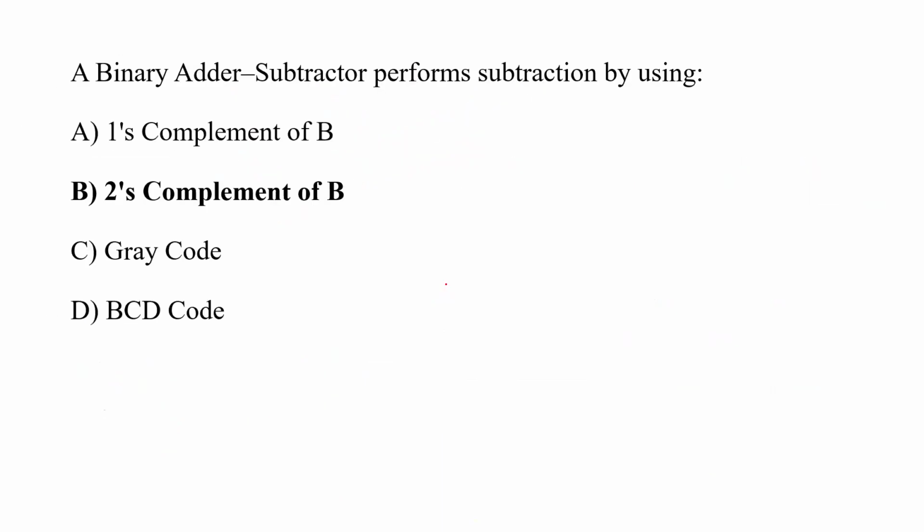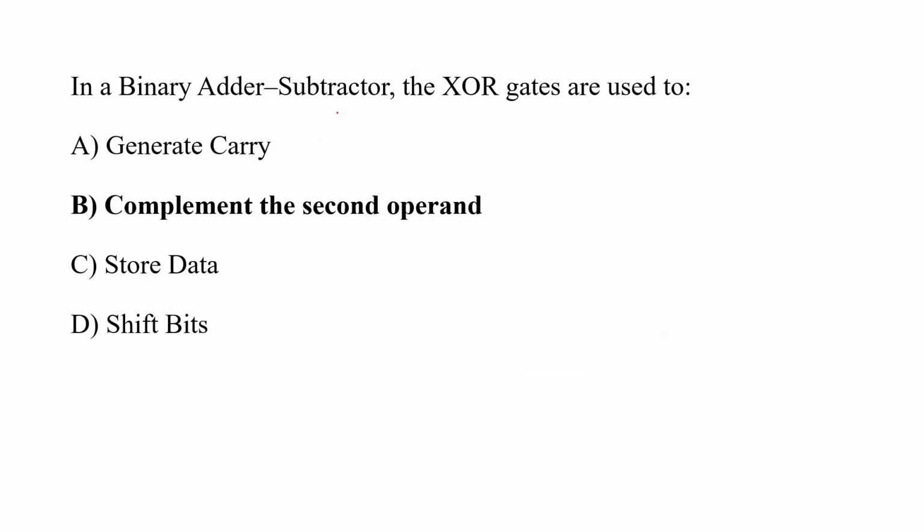Now we can see simple questions depending on the concept. The binary adder subtractor performs subtraction by using the 2's complement of B. Simple questions only, but we have to understand these things also. And in a binary adder subtractor, this is a PYQ: the XOR gates are used to what? Generate a carry? No. They complement the second operand. Why are we using the XOR gate in the adder subtractor? It complements the second operand.